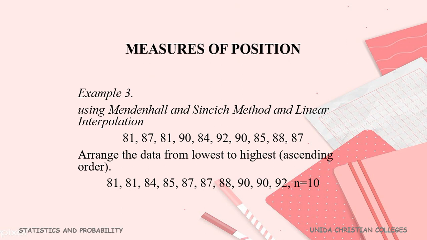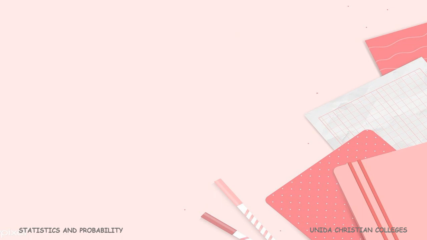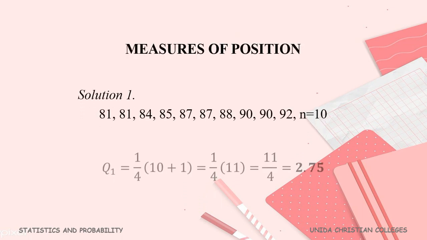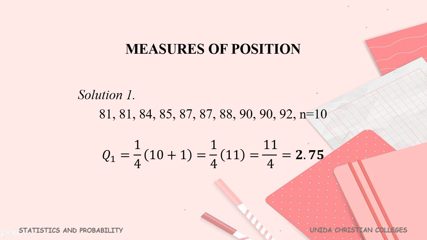Ayan. And here, we need to solve for the first quartile, fourth decile, and 77th percentile. Okay, using the linear interpolation. Okay, so let's have the first solution. And for the first solution po, we are using or we are solving for the first quartile.